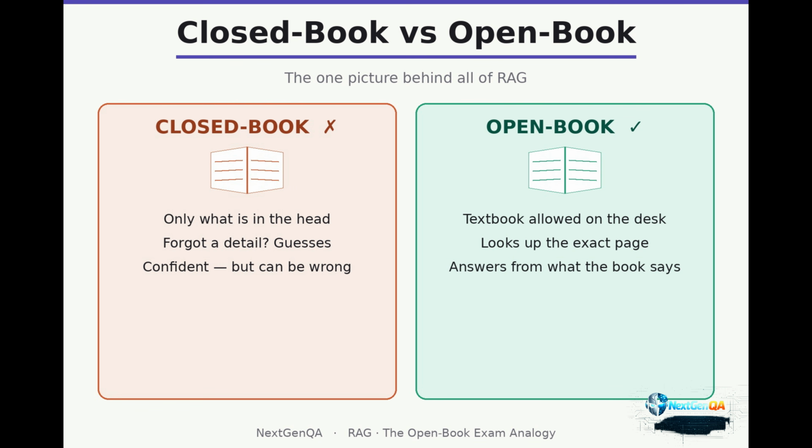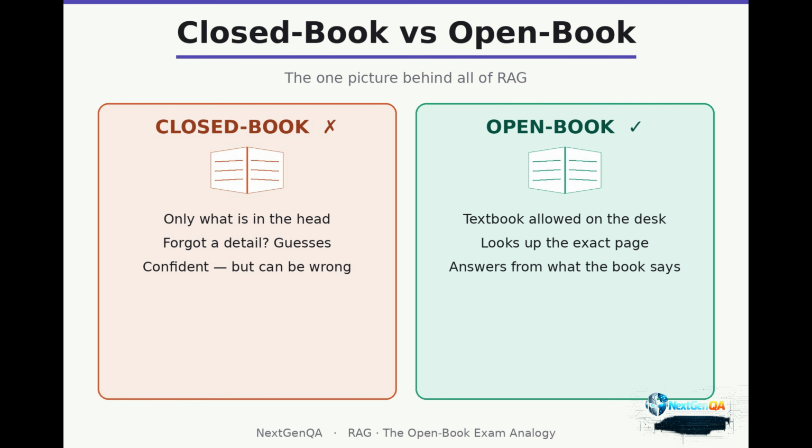In a closed book exam, Ravi walks in with nothing. Whatever he remembers, he writes. If he studied that chapter well, great. He answers correctly. But if the question is about some tiny detail he forgot or something he never studied, Ravi is in trouble, right? And here is the human thing. Many students, instead of writing I don't know, will write something that sounds confident. They guess. Sometimes the guess is wrong, but it is written so neatly that it looks correct.